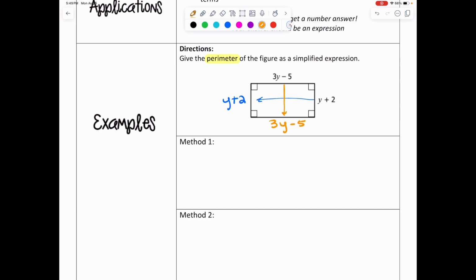Now, why is that important to us? Because we have to find the perimeter. Do you remember what perimeter is? You learned perimeter, you learned area. Take a second to think about that. What is perimeter?